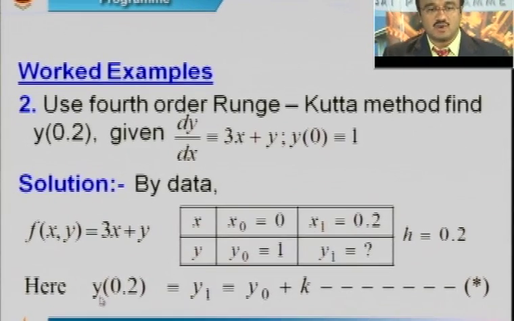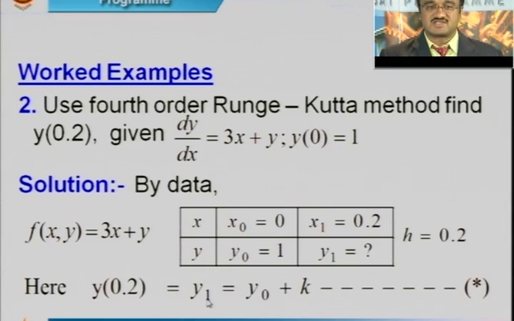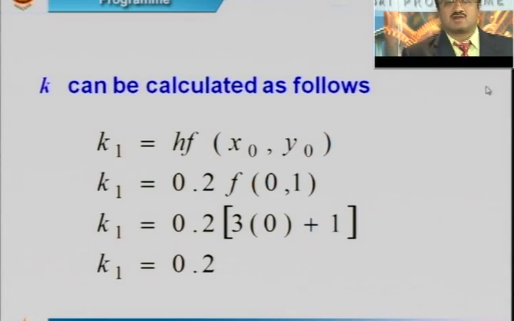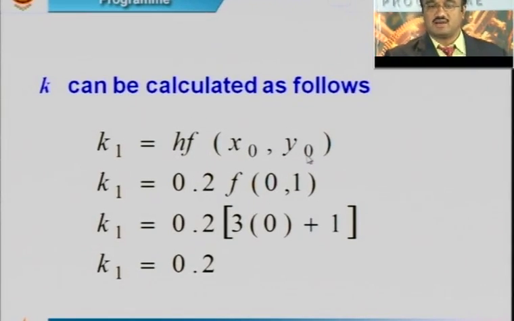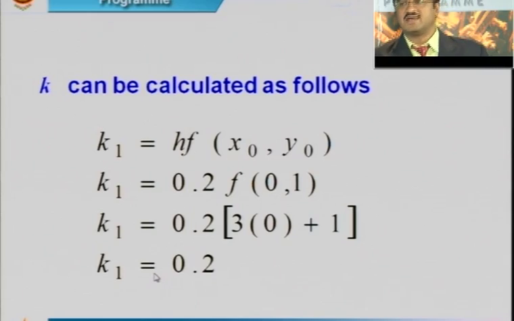Now we are going to find out y of 0.2, we simply call it y1, that is the next value of your x, and we use the formula y naught plus k. Now call this equation star. Now again k can be calculated as follows. Here k1 is h into f of x naught comma y naught, already I explained in the previous problem. So h is 0.2, f of x naught value 0 and the corresponding value of y naught is 1. Now substitute in your function, k1 equals 0.2 into 3 into 0, that is x naught value, plus 1. After simplification of this will give the value of k1, that is 0.2.